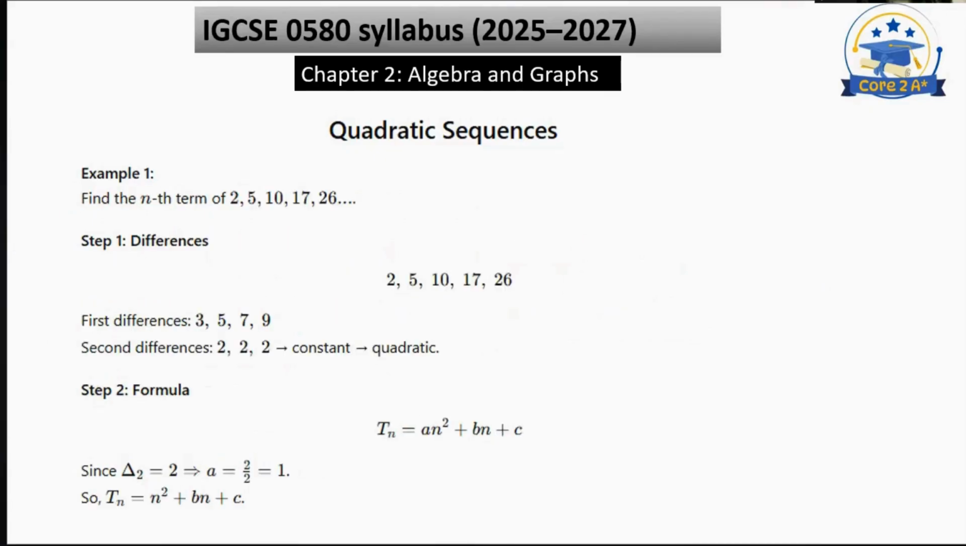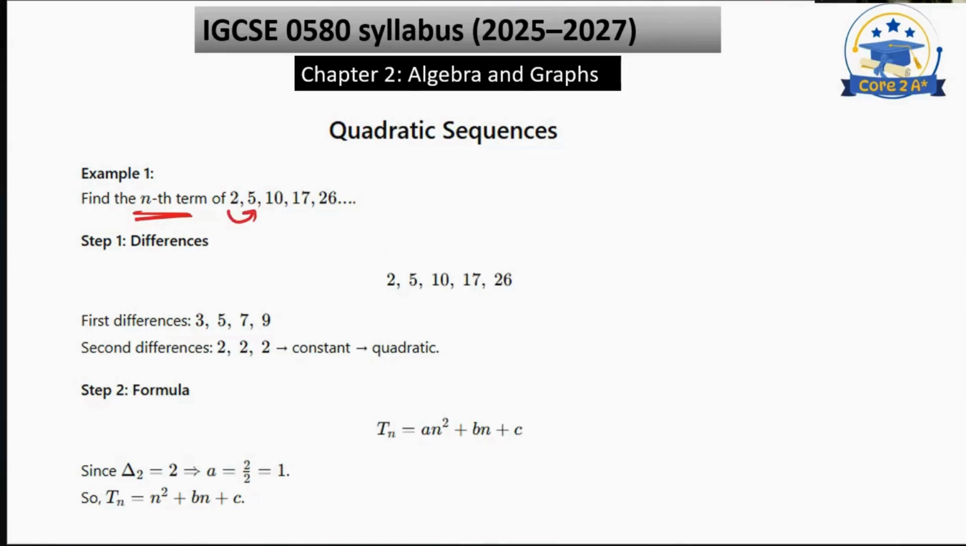This is example number 1 on your screen. You need to find the nth term of this sequence. First of all, you need to know what type of sequence this is. So 2, 5, 10, 17.